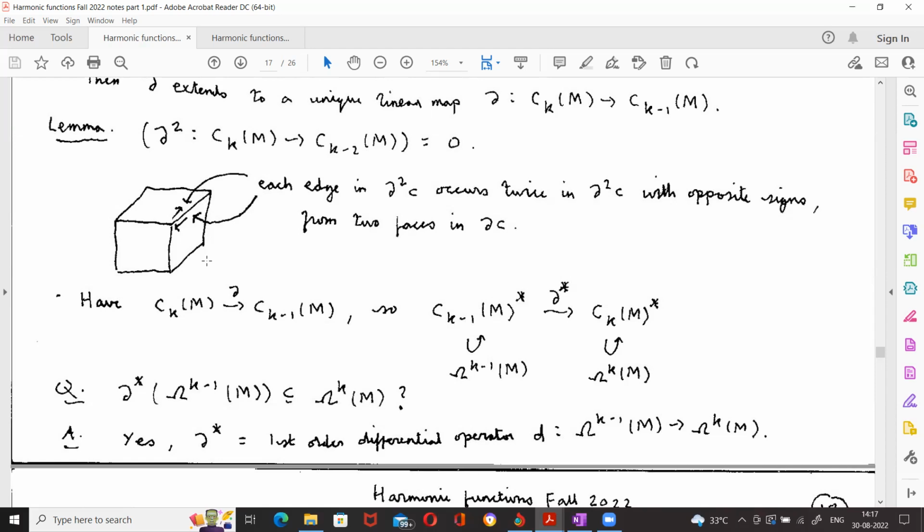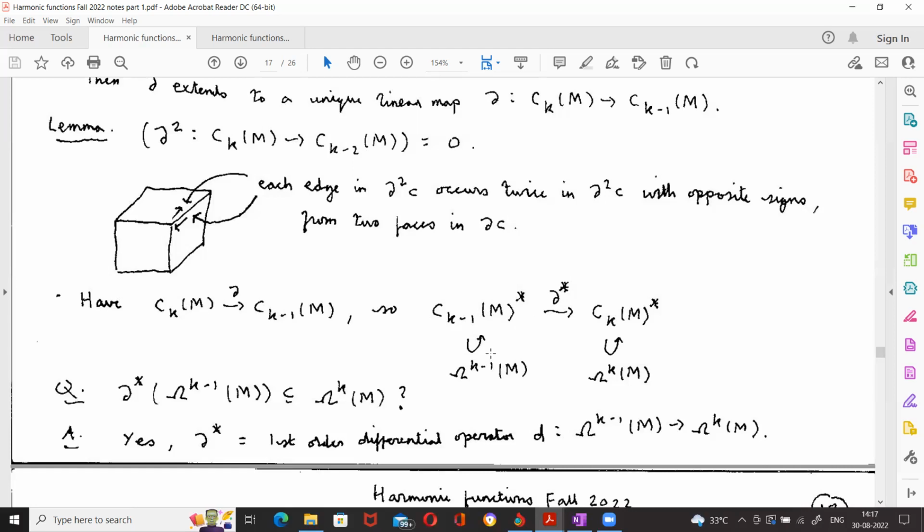All right, but we don't need it really. So I'm just mentioning this. What we will talk about is the following. The boundary map sends K chains to K minus 1 chains. So I can look at its dual, right? The dual map is going to go in the opposite direction, from the K minus 1 cochains to the K cochains. Okay, boundary star.